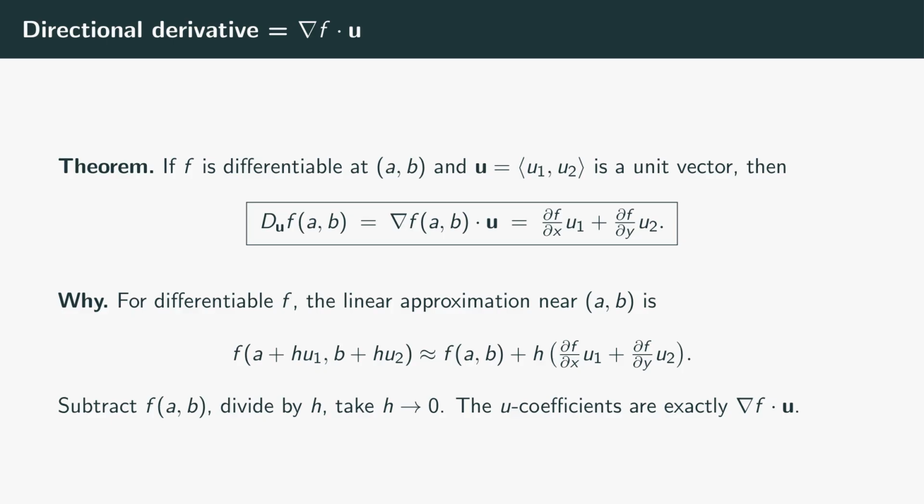The partial derivatives in the axis directions e1, e2 are special cases. The directional derivative in the direction e1 is the partial of f with respect to x, and the directional derivative in the direction e2 is the partial of f with respect to y. So directional derivatives in arbitrary directions are linear combinations of the axis partials, weighted by the components of the direction.